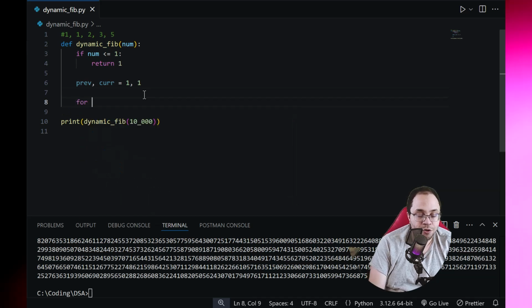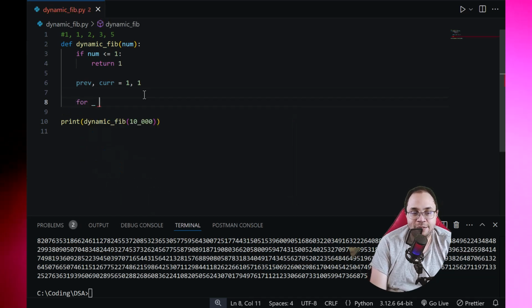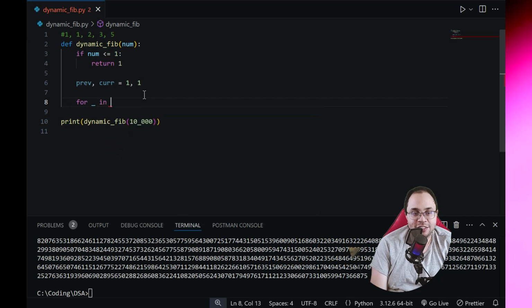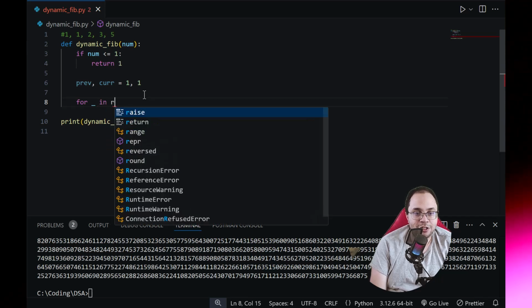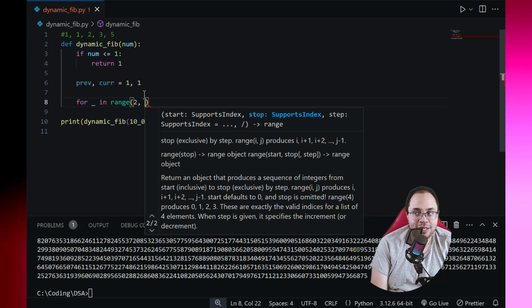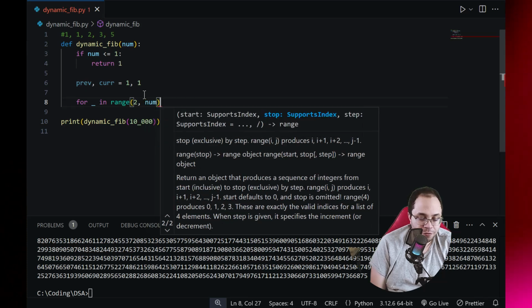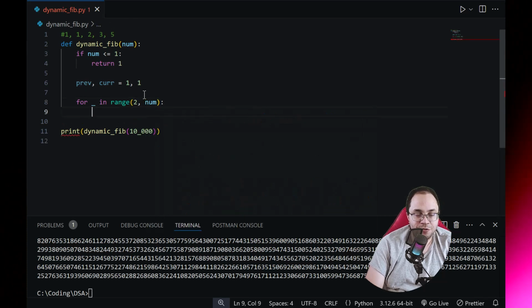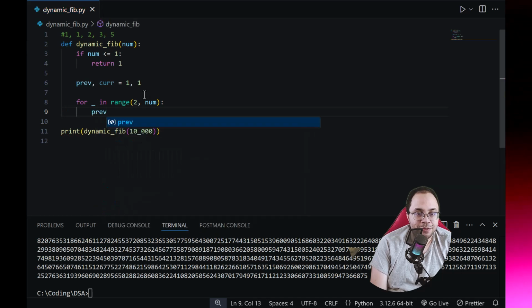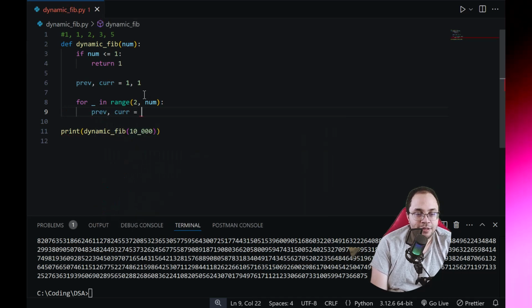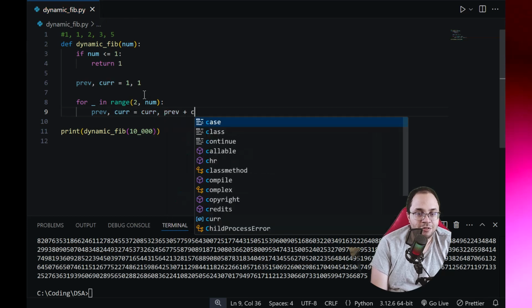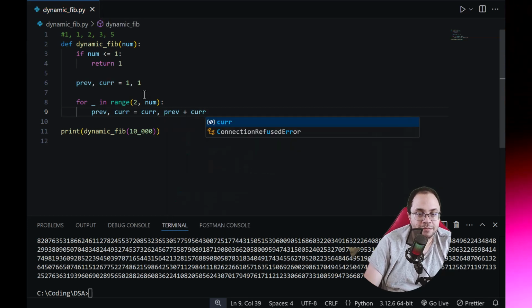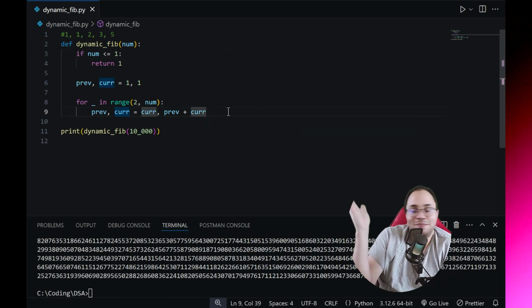So we'll do a for loop. I don't need to keep track of i, so I'm just going to use this placeholder underscore. And we're going to start off at 2 and go up to the number we're looking for. All right, now what do we do from here? The previous number and the current number. Previous is going to be equal to current, and current will be equal to previous plus current. What the heck does this even mean, Jonathan?